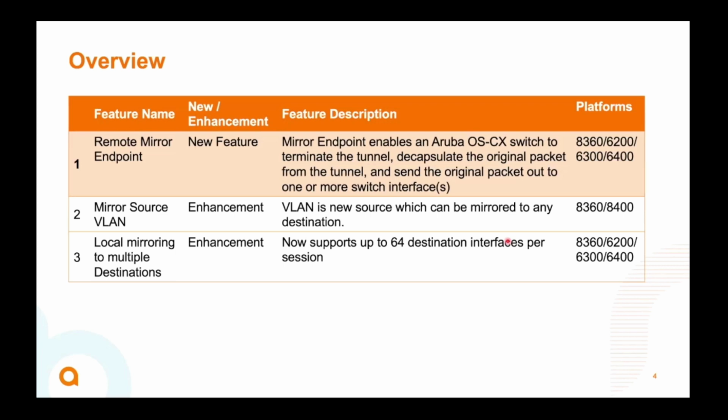The other two enhancements are adding VLANs as a mirroring source on the 8360 and 8400, and multiple destination ports per mirror session on 8360, 6200, 6300, 6400. So I'll go into a little more detail on all of these here in just a slide.